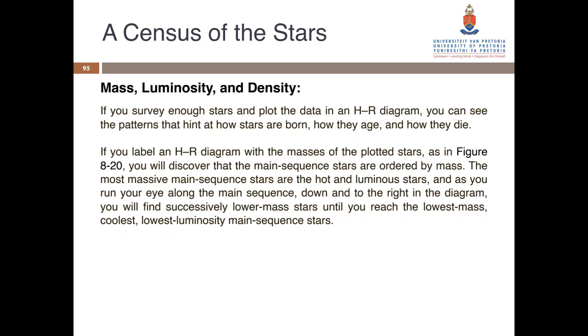If you survey enough stars and plot the data in an HR diagram, you can see the patterns that hint at how stars are born, how they age, and how they die. If you label an HR diagram with the masses of the plotted stars, as in Figure 8.20, you'll discover that the main sequence stars are ordered by mass. The most massive main sequence stars are hot and luminous stars. As you run your eye along the main sequence, down to the right in the diagram, you will find successively lower mass stars until you reach the lowest mass, coolest, lowest luminosity main sequence stars.